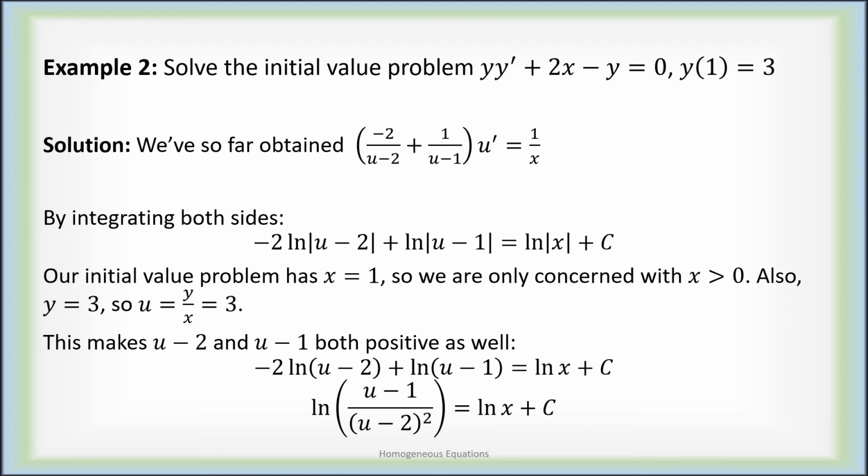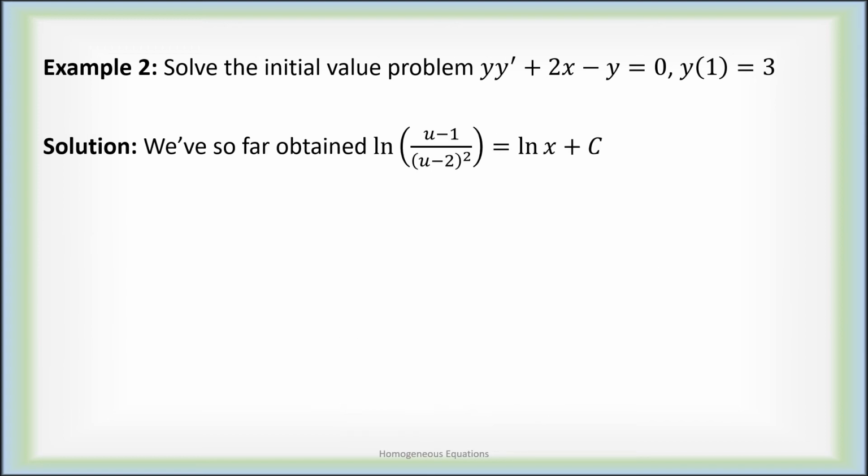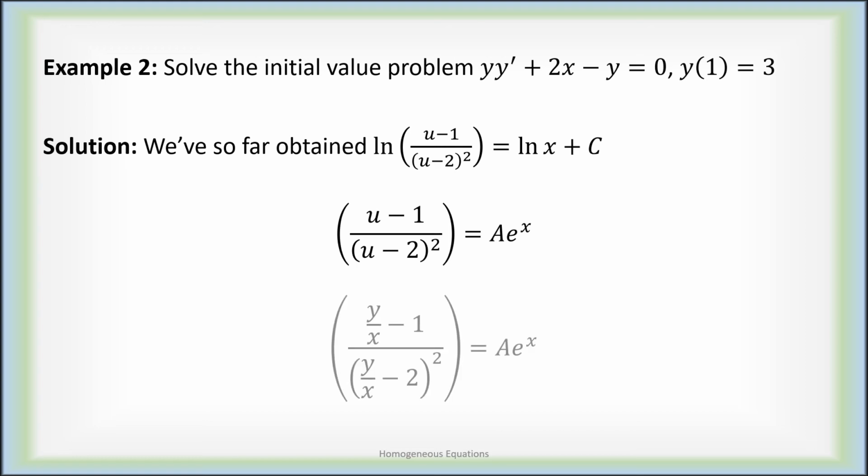We can manipulate logarithms to get that this is the log of (u minus 1) over (u minus 2) squared must be the log of x plus some constant. So we've got that the log of (u minus 1) over (u minus 2) squared must be log x plus some constant. Now we can exponentiate both sides. As we've done before, e to the c gets replaced with just a. So a is some positive constant.